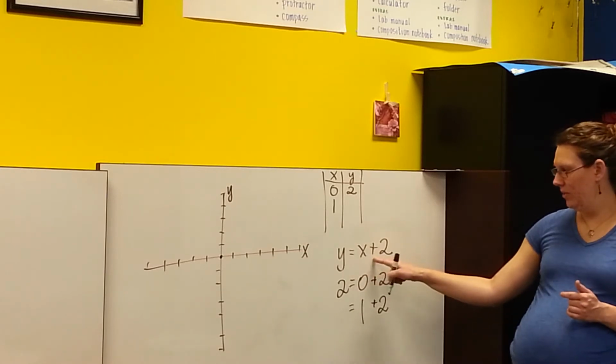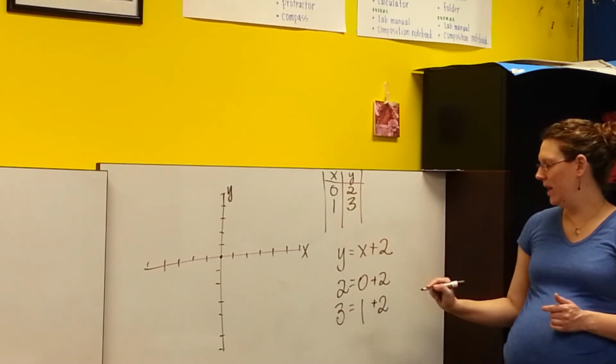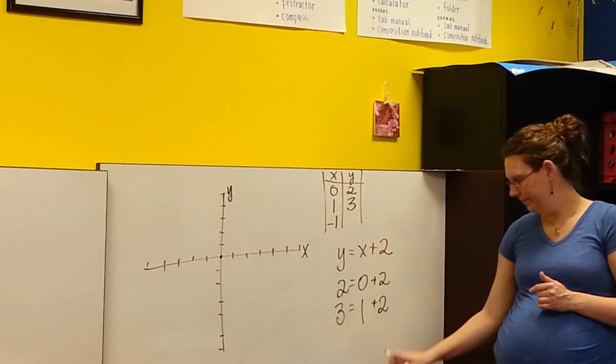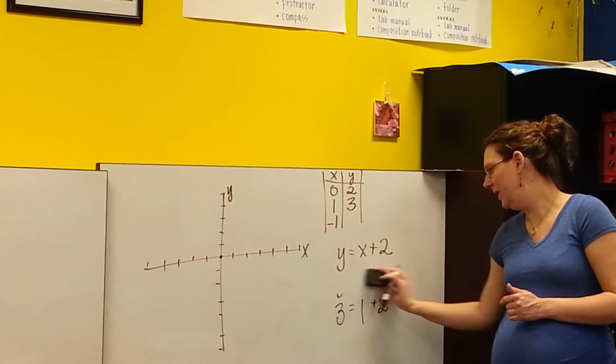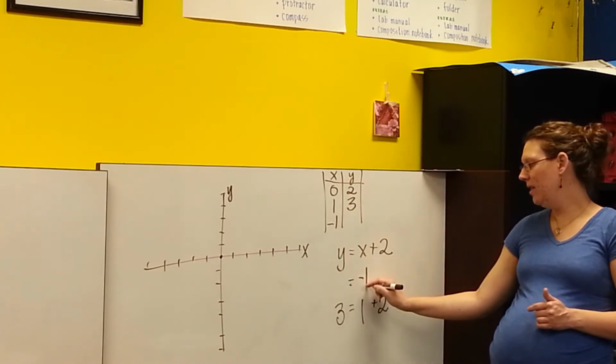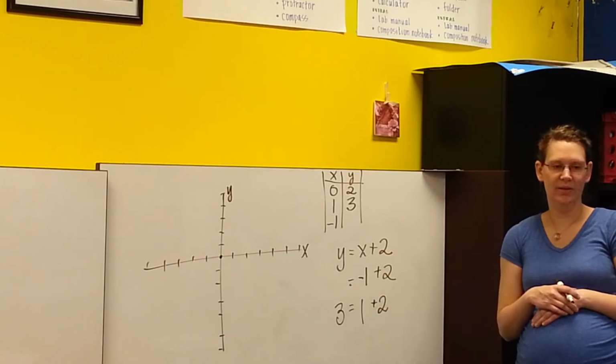Three. 1 plus 2 gives you 3. So my y is 3. If I pick that x equals negative 1, okay, use this line here so we can see it. If x equals negative 1, and I plug it in, Portia, what's my y?